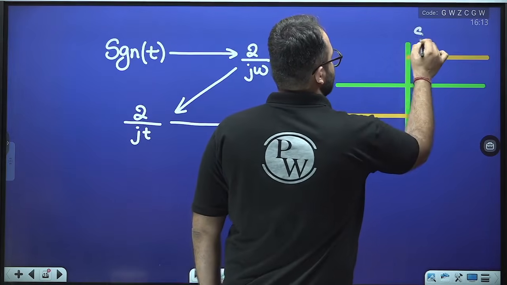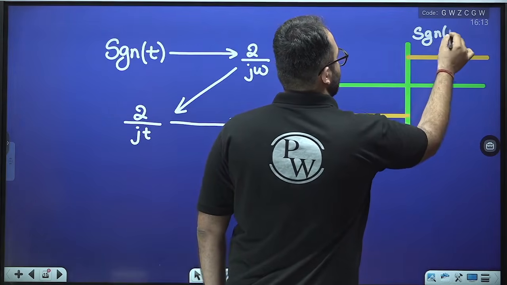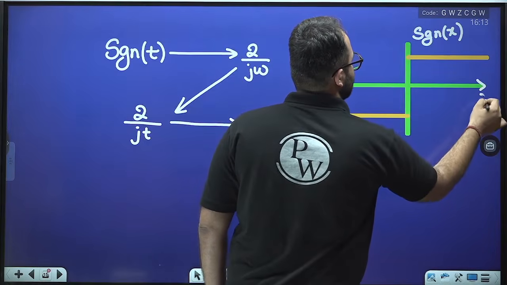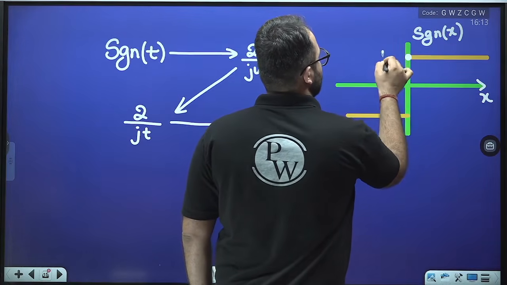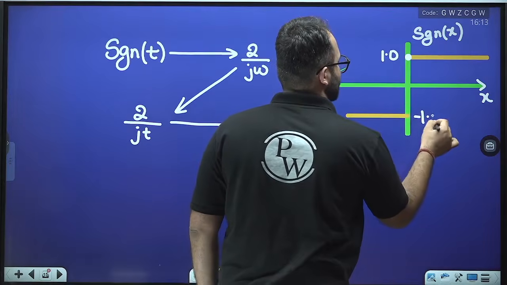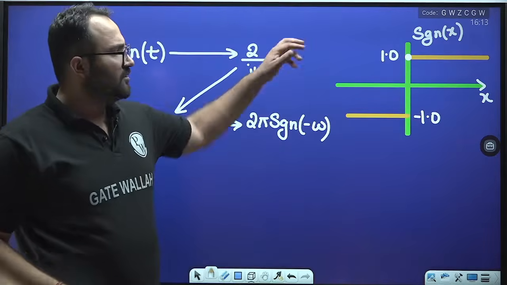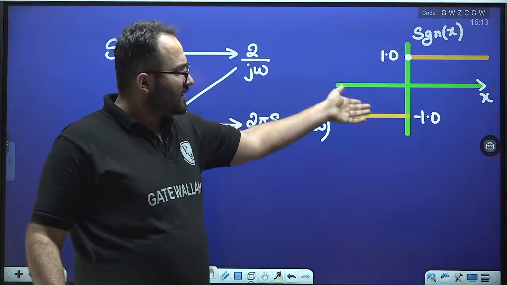This is Signum x, or Signum t, any function, Signum x. This is 1.0 here, this is minus 1.0. So this is a signal which is 1 for x greater than 0. It is minus 1 for x less than 0.